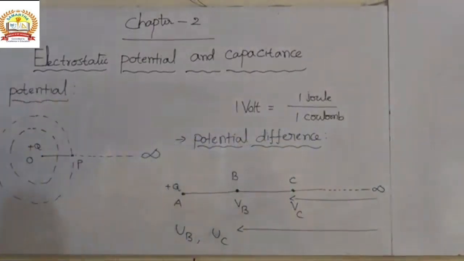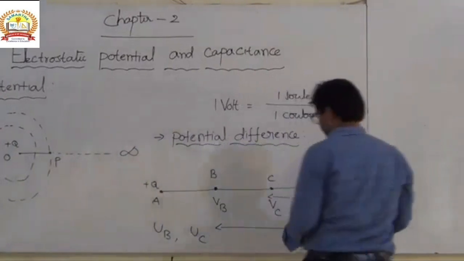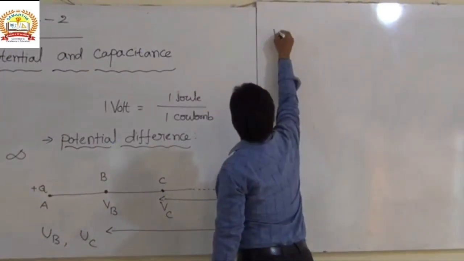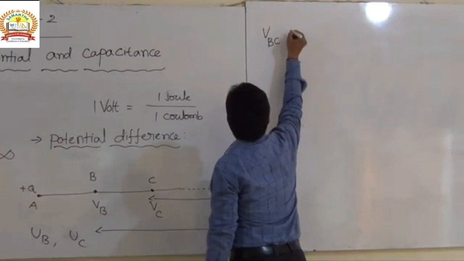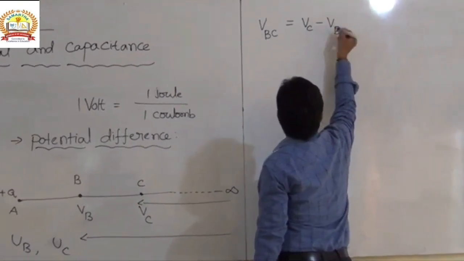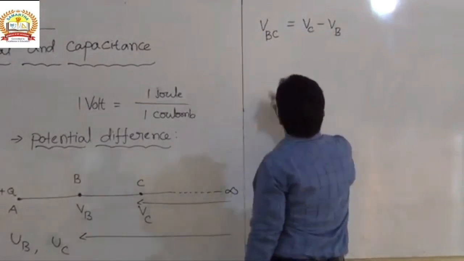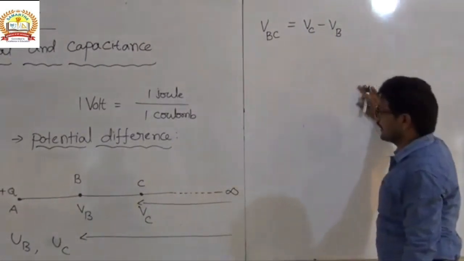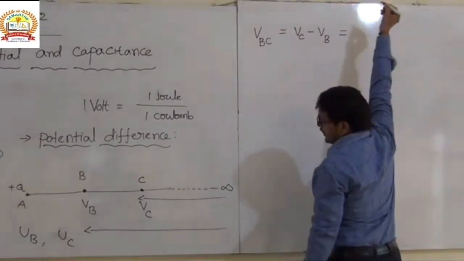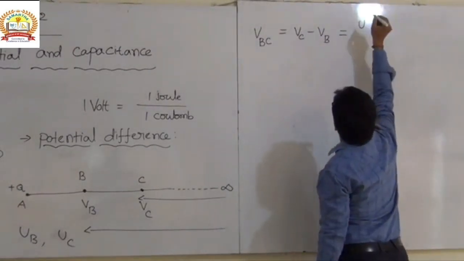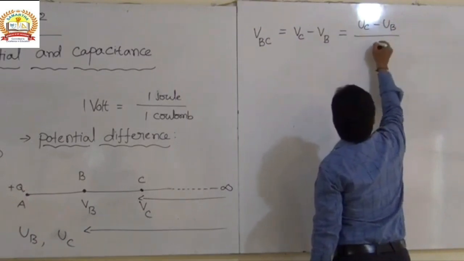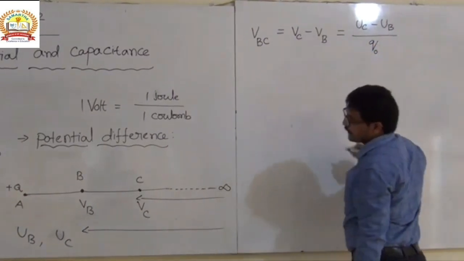So the potential difference between B and C. By the definition of potential difference, that is VBC equals VC minus VB between B and C. Then VC minus VB is equal to the corresponding potential energy at point C, that is UC minus UB, divided by the charge Q or Q naught.